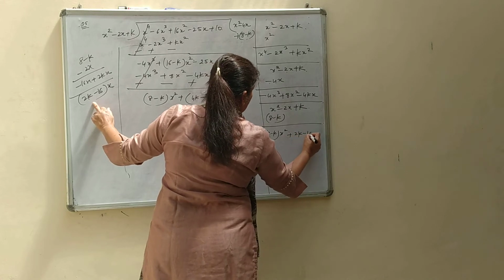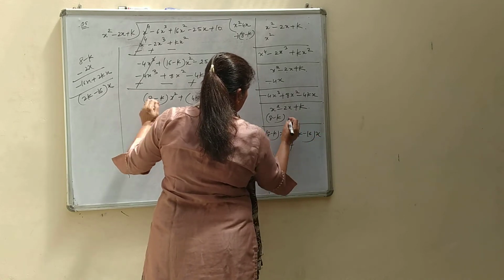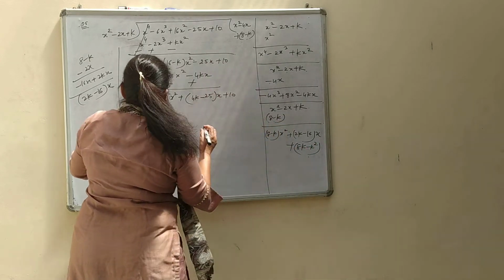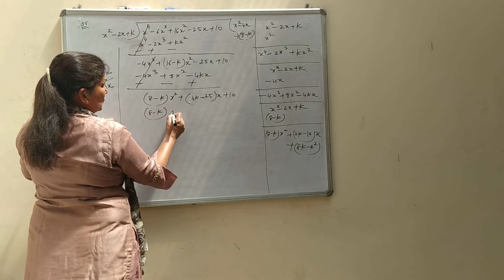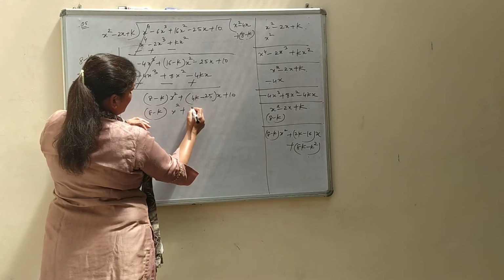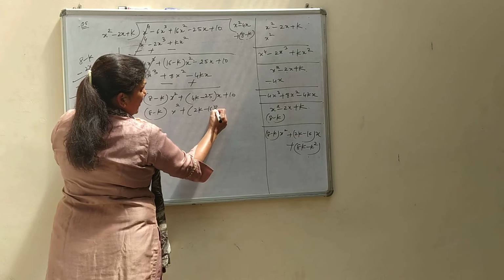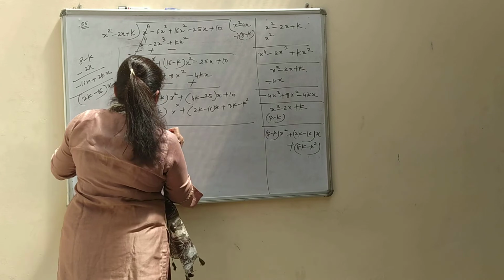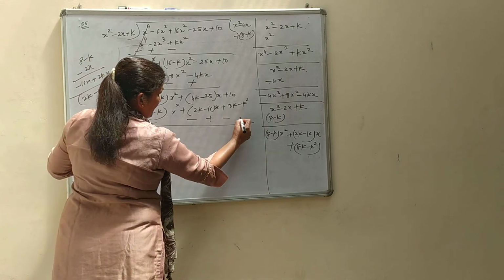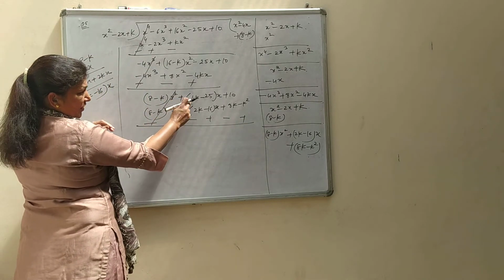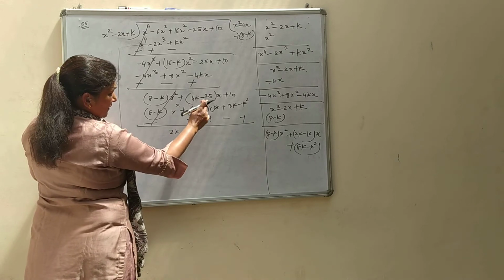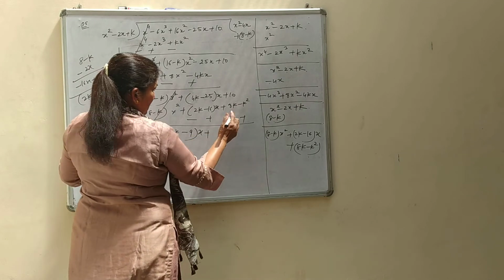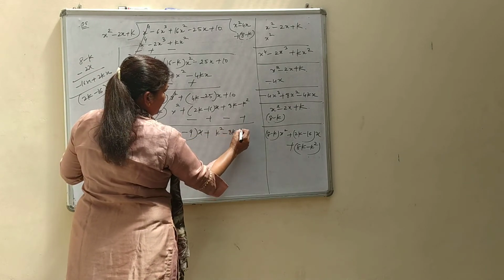2k minus 16 into x plus 8 minus k into k, 8k minus k square. Now 8 minus k into x square plus 2k minus 16 into x plus 8k minus k square. By changing signs, now 4k minus 2k, 2k minus 25 plus 16 minus 9 into x plus k square minus 8k plus 10.